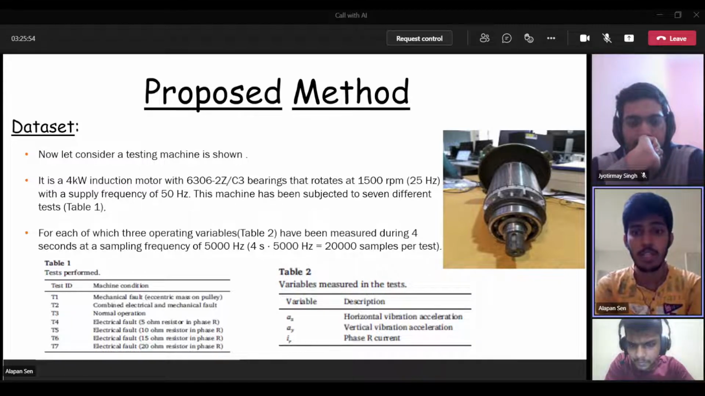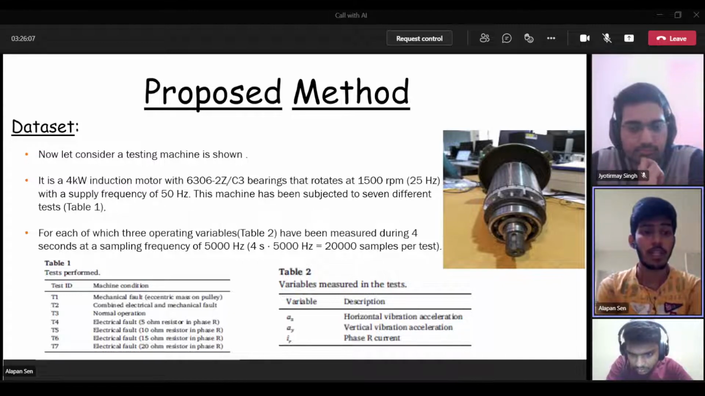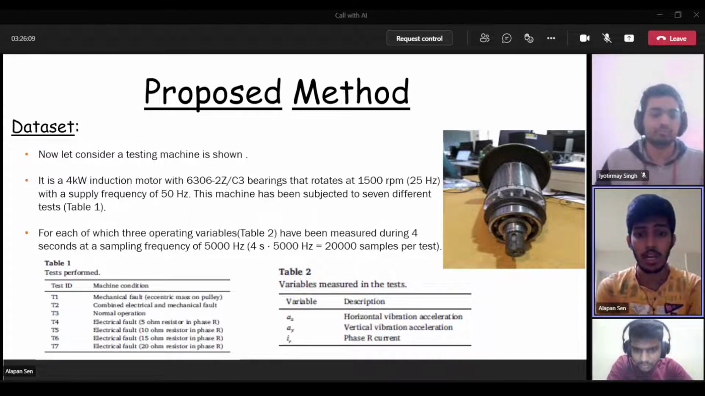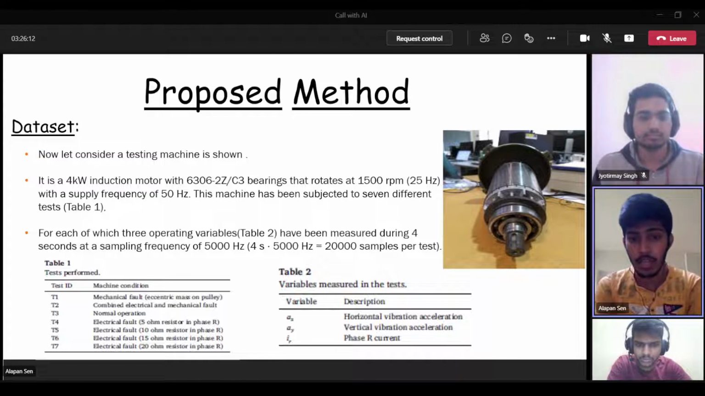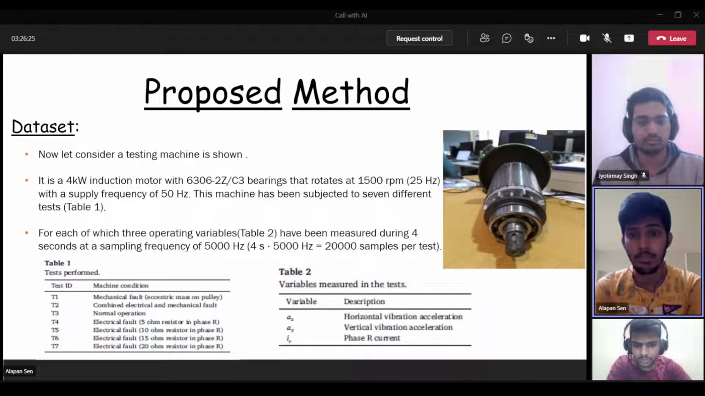This machine has been subjected to 7 different tests that you can see in table 1. These tests are the mechanical fault, the common electrical and mechanical fault, the normal operation, and the electrical faults of different kinds. For each of which 3 operating variables, which are listed in table 2, are respectively horizontal vibration acceleration, vertical vibration acceleration, and the phase R current, have been measured during 4 seconds at a sampling frequency of 500 Hz. Therefore, a total of 20,000 samples per second.